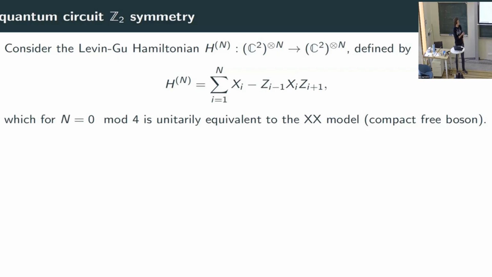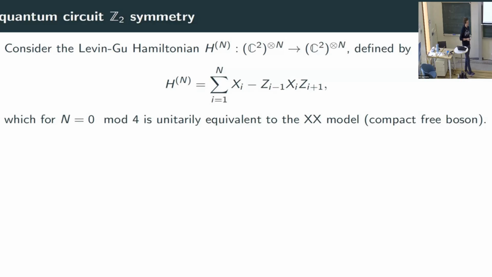So you have some sums of Pauli X operators. This is the Pauli X here, a 2x2 off-diagonal matrix. And then minus Z X Z. So this is some three-body interaction here. This is a one-dimensional model. Everything I will be talking about is 1+1-dimensional Hamiltonians.